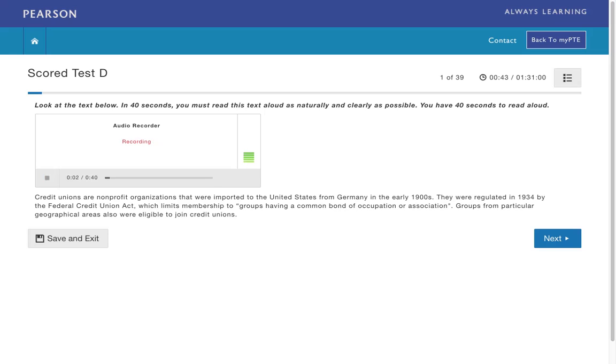Credit unions are non-profit organizations that were imported to the United States from Germany in the early 1900s. They were also regulated in 1934 by the Federal Credit Union Act, which limits the membership to groups having a common bond of occupation or association. Groups from particular geographical areas were also eligible to join credit unions.